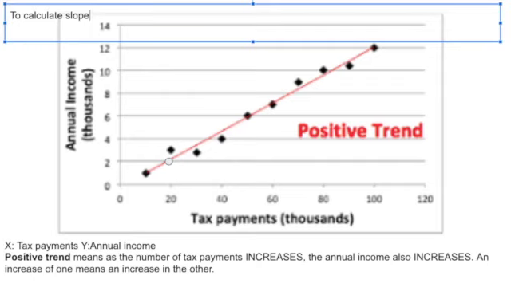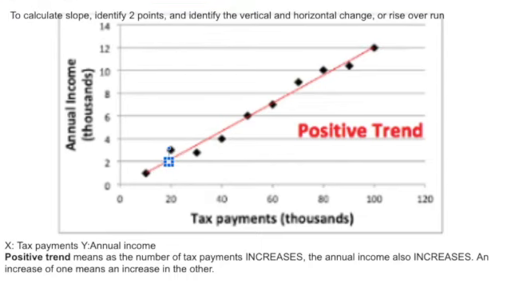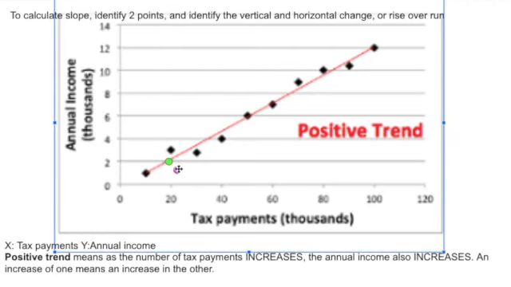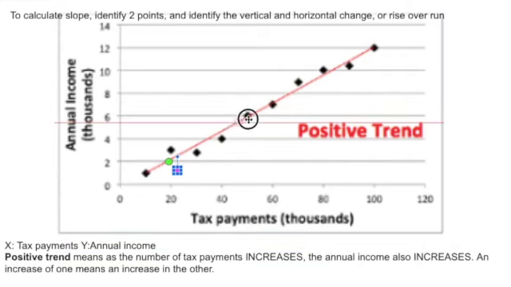So to calculate slope, identify 2 points and identify the vertical and horizontal change, or the rise over run. So I'm going to pick that point right there, and I'll color it green, because why not? And I'll pick another point and I'll color it pink. I picked this point here because I noticed it was right on 20 and 2. I'm going to look for another one. I'm going to look for a faraway point.